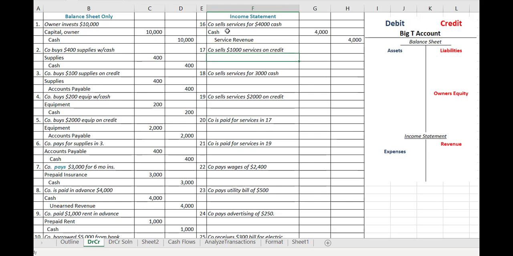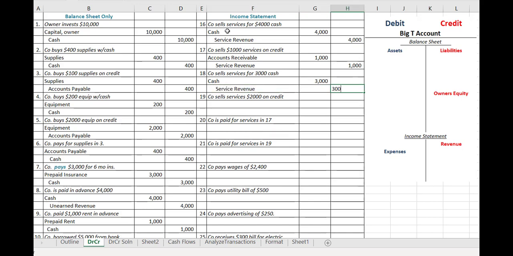Okay, now we sell services on credit. So instead of getting cash, we've got accounts receivable. It's like an IOU for $1,000, but we still recognize service revenue. Okay, now the company sells services for cash. Cash comes in. How much? $3,000. And again, service revenue.